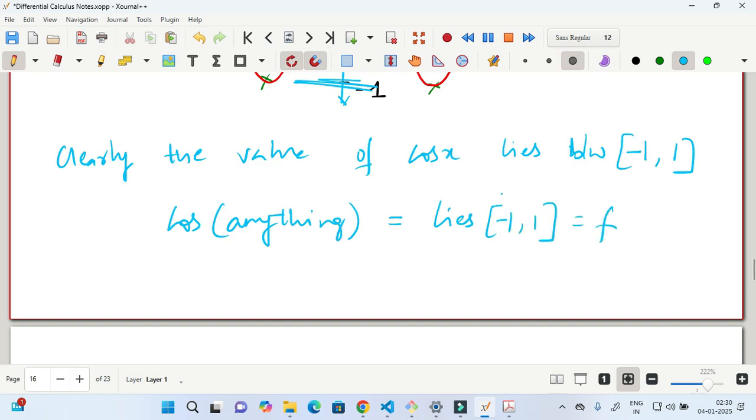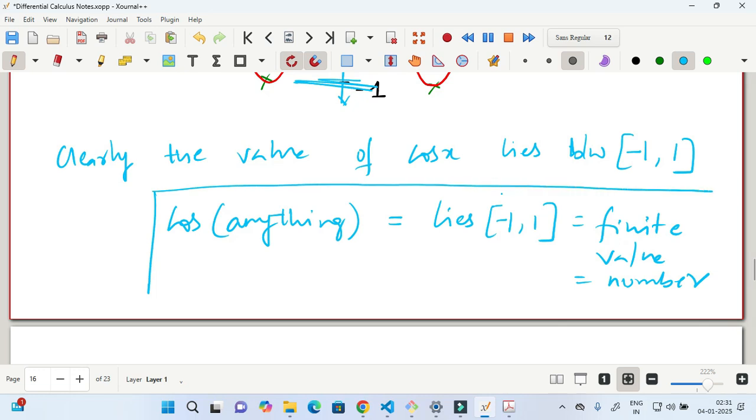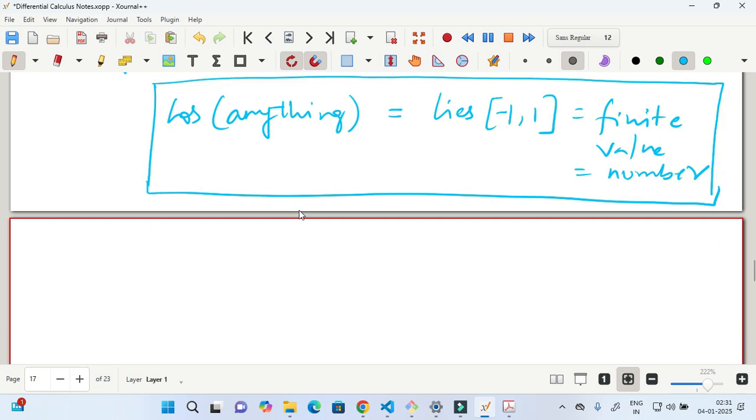So this is a finite value. It is 1.1, or minus 0.5, or 0.9, or 0.2, like that. So it is a finite number. Remember this one. This is very helpful for your competitive exams or for your board exams. So cos of anything is a finite number, and similarly sine of anything is a finite number. Cos of anything lies between minus 1 and 1, and that has a finite value. So now let's go to the problem.